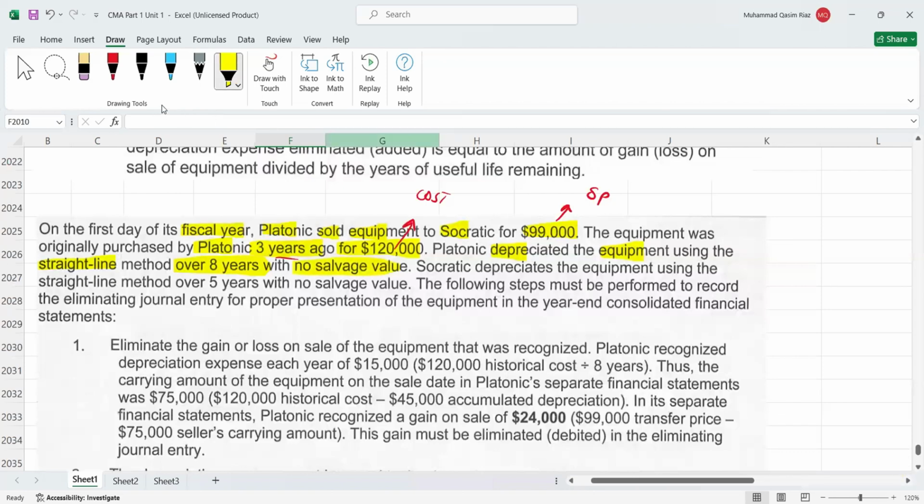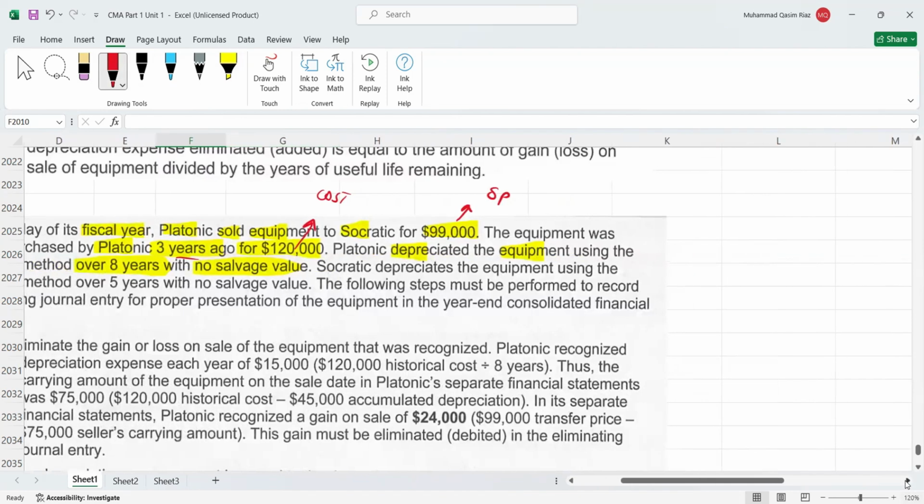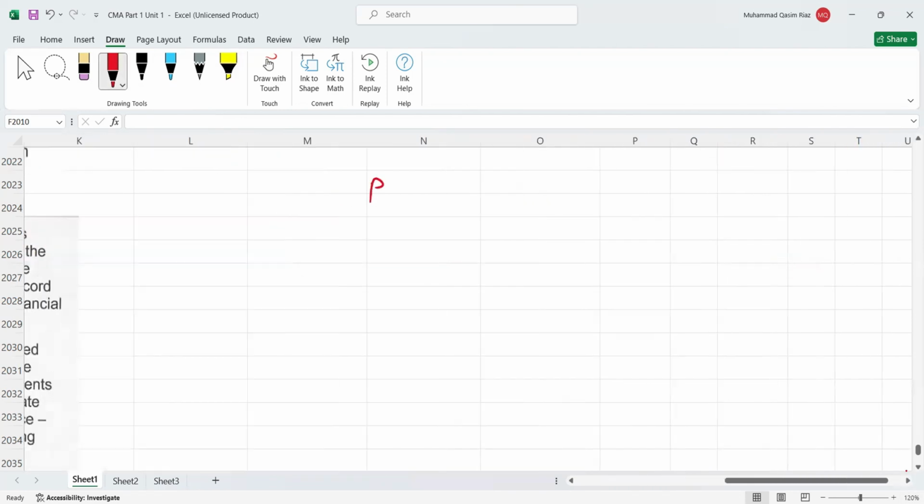First, we have to calculate the gain or loss for P. Because the parent sold, we are going to calculate the gain or loss on this disposal. This gain or loss is shown in the parent's income statement, and we need to eliminate it, because it's a gain or loss on the intra-company sale.